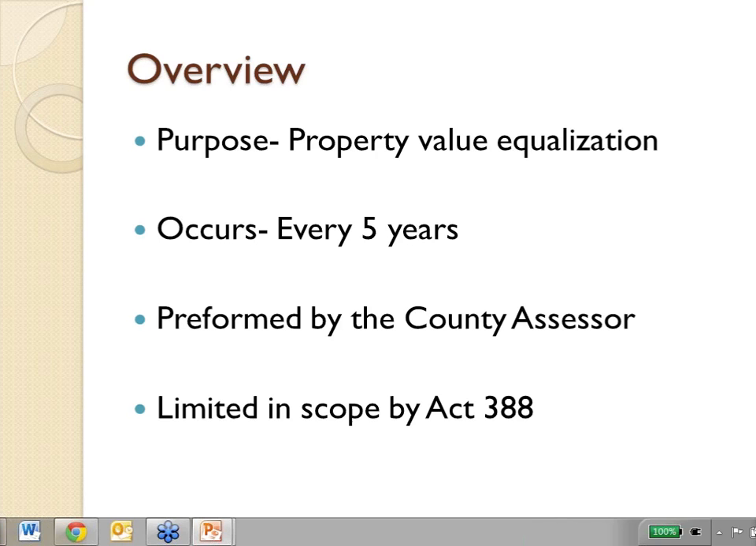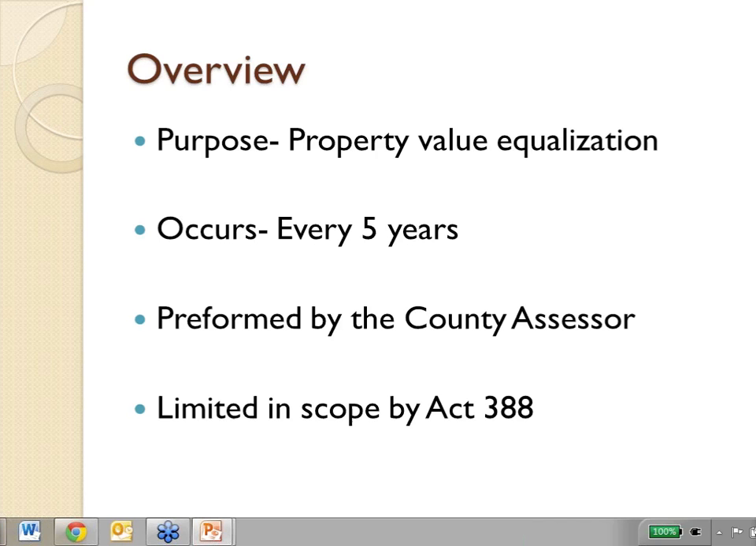I got a question here. Where can we go to find when our specific county will reassess? Usually the county assessor will publish that on his website, though not in every case. There is a schedule, and I'll give you my contact information at the end of the webinar, and I can send you the schedule. I've got to tell you that the counties don't always follow it, and then you can have a delayed reassessment. So it's not a hard and fast schedule, but the counties generally follow it.